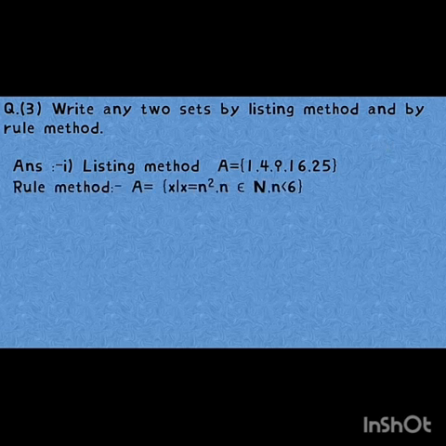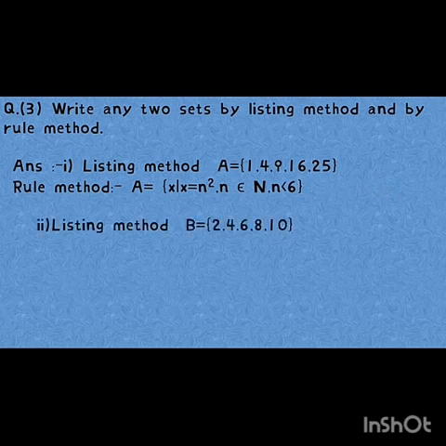So answer will be, A is the set of all x such that x is n square and small n belongs to N and n is less than 6, curly bracket completed. Like this we will write.